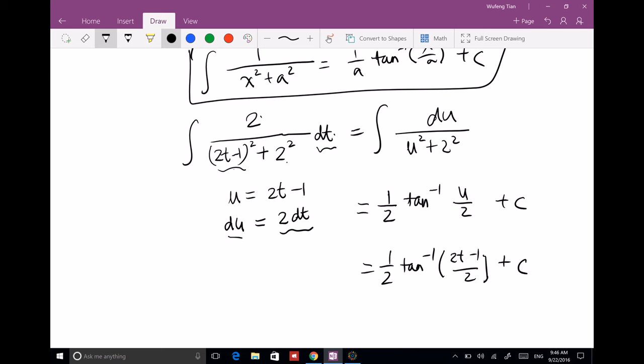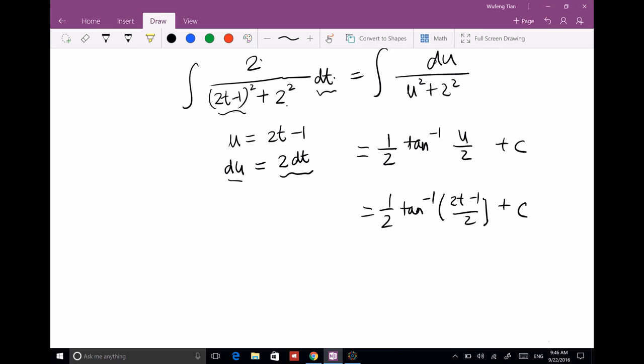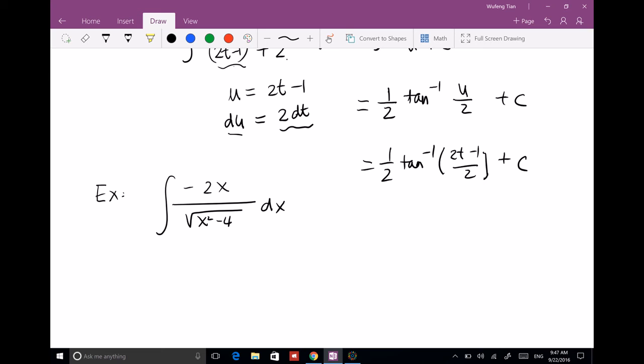Let's look at one more example. How about negative 2x over the square root of x squared minus 4 dx? How about this one? This whole section is a lot of u substitution. I just want to let you know there's another u substitution here.